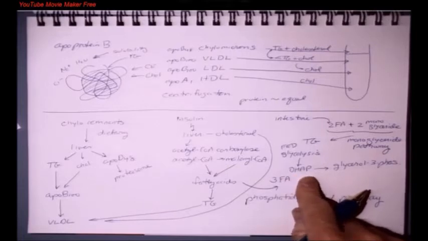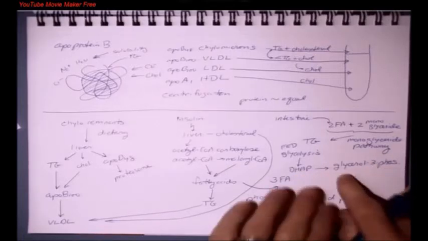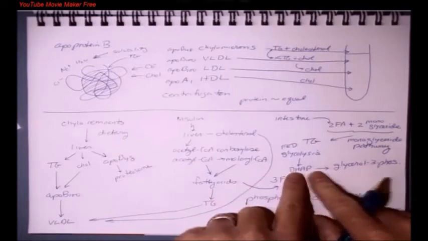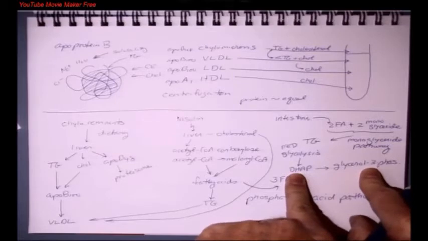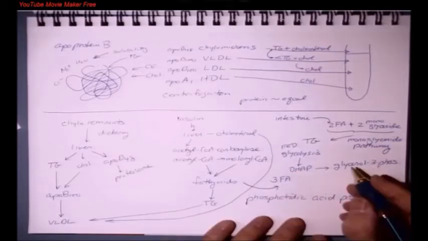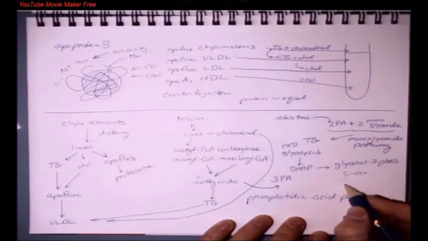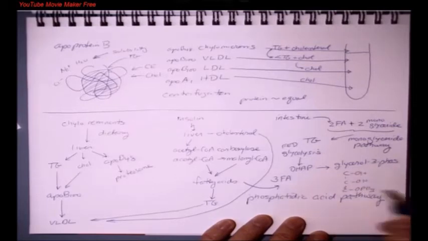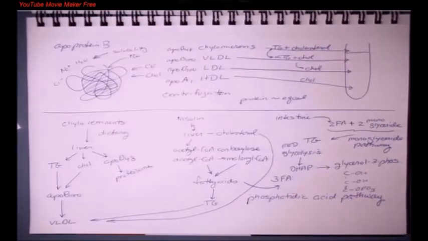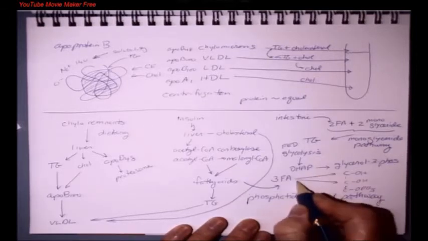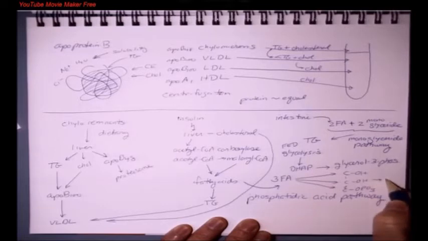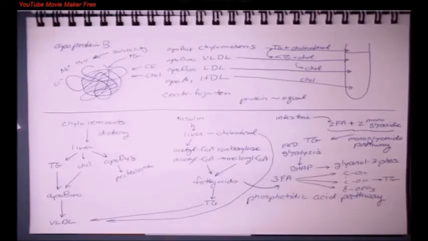Dihydroxyacetone phosphate to glycerol 3-phosphate. So it's still the 3-carbon molecule. This is just simply a simple redox reaction to make the glycerol 3-phosphate. Now, glycerol 3-phosphate looks like this. There's our backbone. So with this backbone structure, now what we're going to do is add a fatty acid onto each one of these carbons, and we get a triglyceride structure.